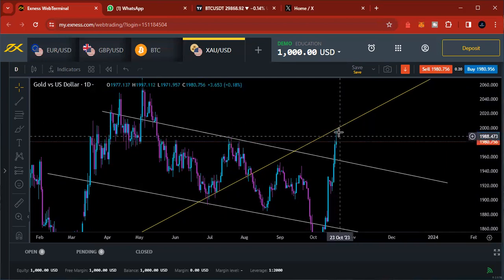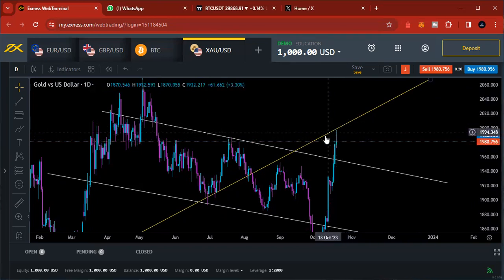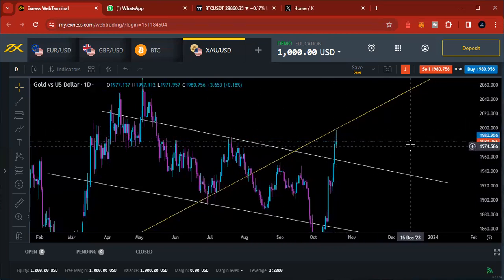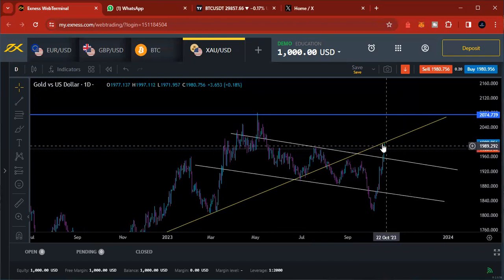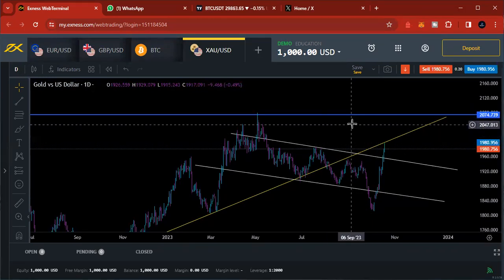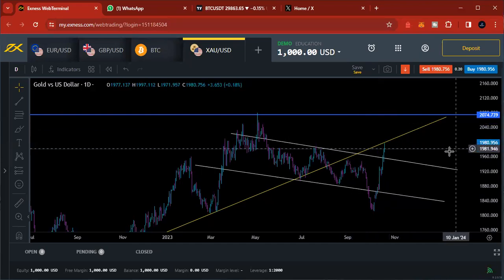For me to take any buy, I'll have to see it close above this trend line, this yellow trend line. I need to see gold come and close above it. If it eventually closes above it, I'll be buying. When I buy, I'll be targeting the lower upper region of 2000, looking at 2048, 2050 to 2070.